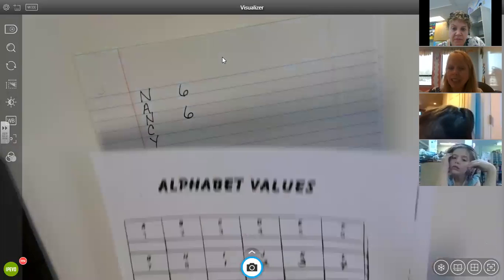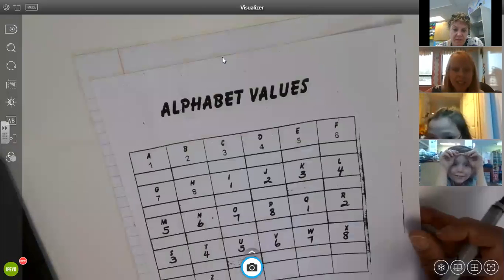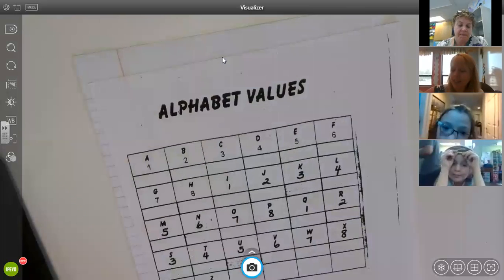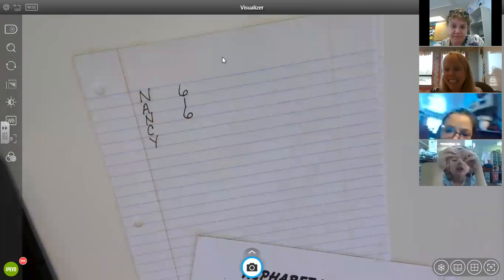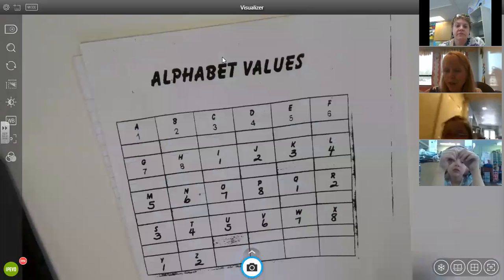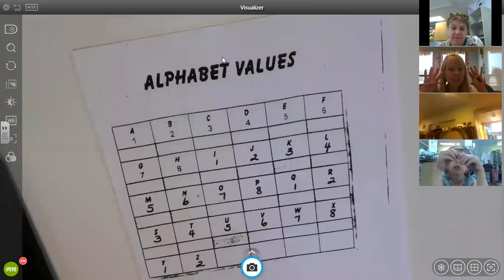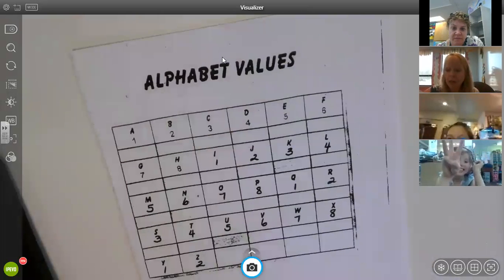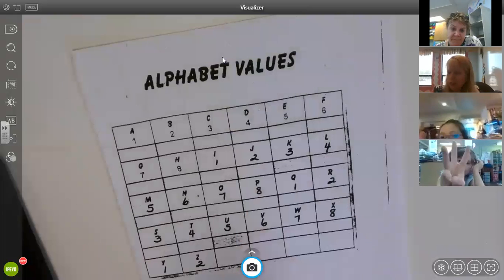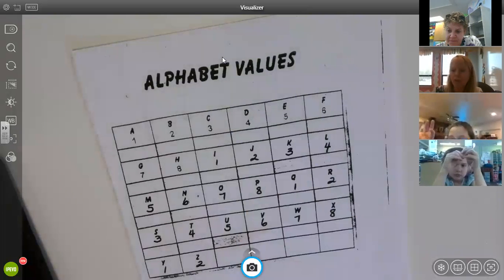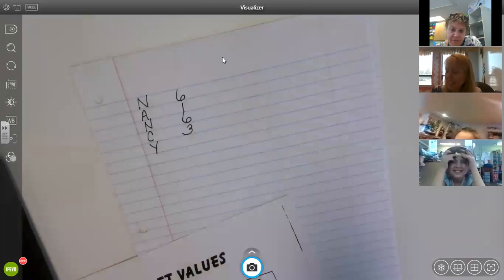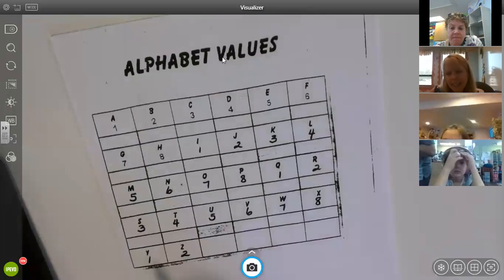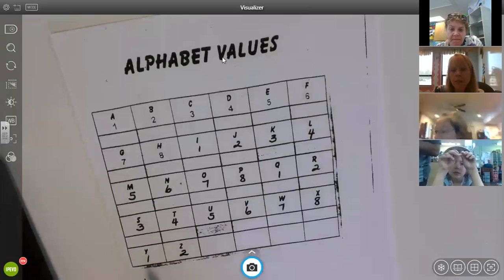Now I'm going to look at the letter A. Oh, it's only worth 1 point. So I'm going to put a 1 here. Now I have to find C. C is worth how many? Show me on your fingers. I hope you said 3. If you said 3, you're reading this chart the right way. And then Y is way down at the end, and it is worth 1 point.